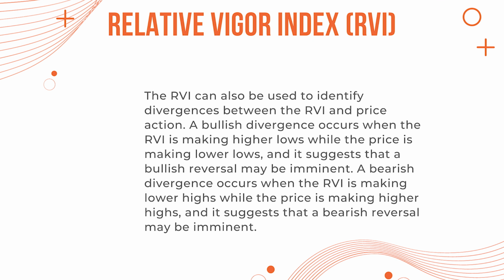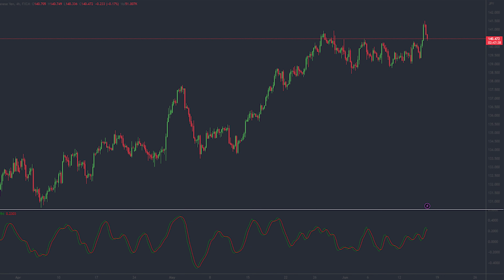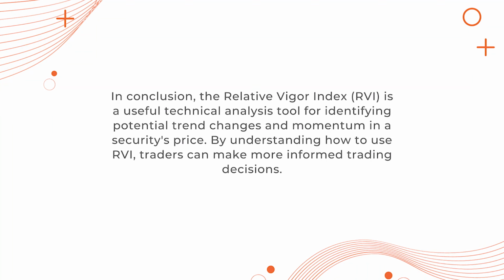It's important to note that the RVI, like all technical indicators, is not perfect and may produce false signals during periods of low volatility or when a security is trading in a sideways pattern. Traders should use RVI in conjunction with other technical analysis tools and consider other factors such as market conditions and news events that could affect a security's price action. In conclusion, the Relative Vigor Index is a useful technical analysis tool for identifying potential trend changes and momentum in a security's price. By understanding how to use RVI, traders can make more informed trading decisions.